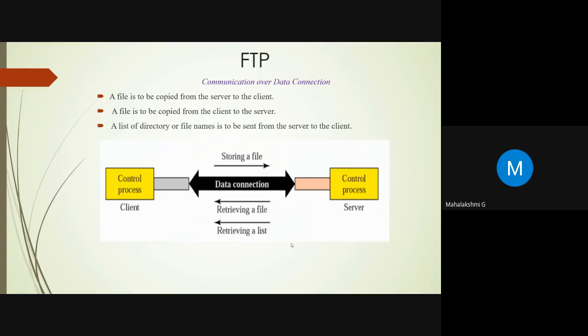So in data connections, you can only do three different things. Either you can copy a file from server to client, which we call retrieving a file, or you can copy a file from client to server. In this case, we tell it as storing a file. And the last one is a list of either directory names or file names sent from server to the client. So here it is known as retrieving a list.